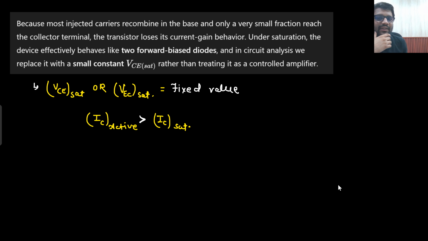Under saturation, the device effectively behaves like two forward biased diodes, and in circuit analysis we replace it with a small constant VCE saturation voltage rather than treating it as a controlled amplifier. So when we use the amplifier, we will operate our BJT in the active region, not in the saturation region. Okay, so this will be used for amplification.